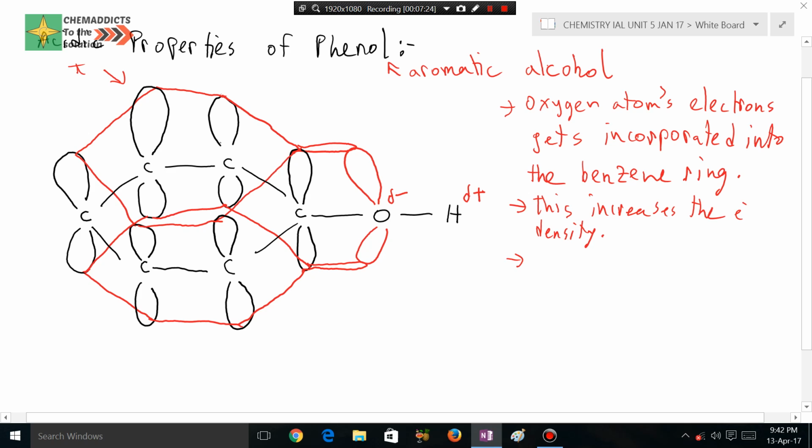Pulling the lone pairs of electrons from the oxygen atom causes the hydrogen atom to be more electropositive. So this makes the H delta plus in the phenol more electropositive.